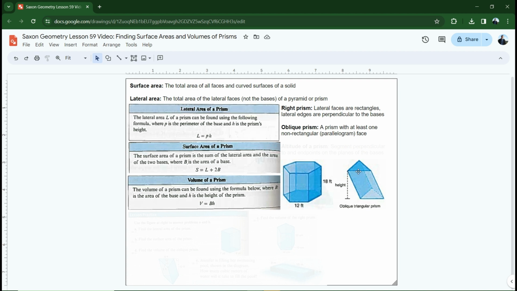faces is not a rectangle. It's a parallelogram. Okay, notice that this face is a parallelogram. Therefore, this is an oblique prism and not a right prism.